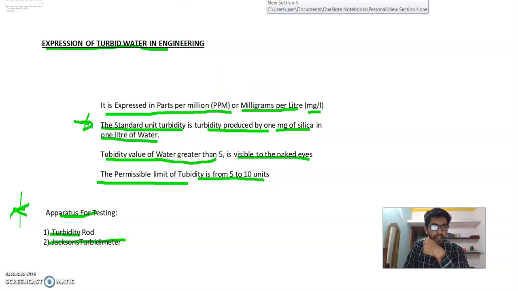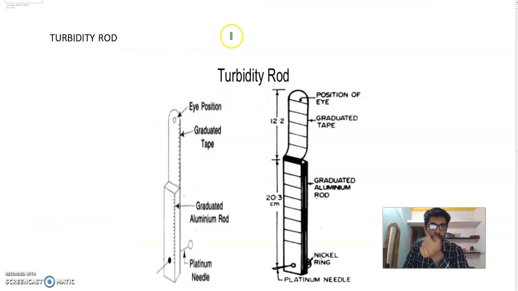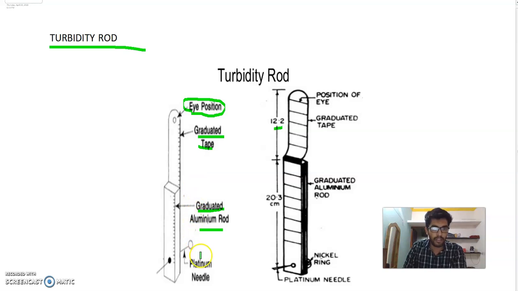Okay, now let us understand one of the apparatus that we use for measuring turbidity, that is turbidity rod. So it consists of a graduated aluminum rod over which a graduated non-stretchable tape of length 122 centimeters is placed. Over the graduated tape, there is a position for viewing the apparatus. Now, below the graduated aluminum rod, there is a platinum needle, and to it there is a nickel ring also attached. The nickel ring helps us to understand if the turbidity rod is vertical in nature.